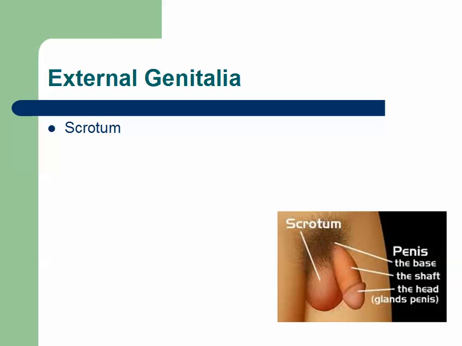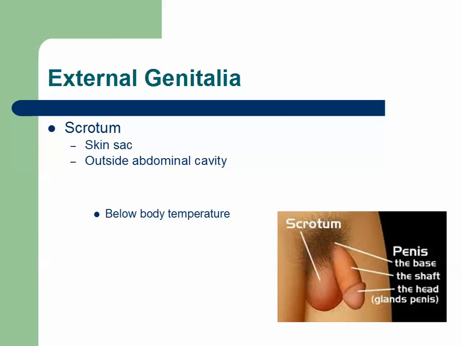It seems like a strange place to put something that's so important, something that's going to be creating your offspring, to put it outside the body where it's not very protective, but there's actually a very good reason. Okay, so this is a sac of skin that hangs outside the abdominal cavity. The reason for this is that sperm need to be at a slightly lower temperature than most of our internal organs. So if we put these testes inside the abdominal cavity, we'd actually kill all the sperm because it would be too warm for them. Typically the scrotum is kept below body temperature.